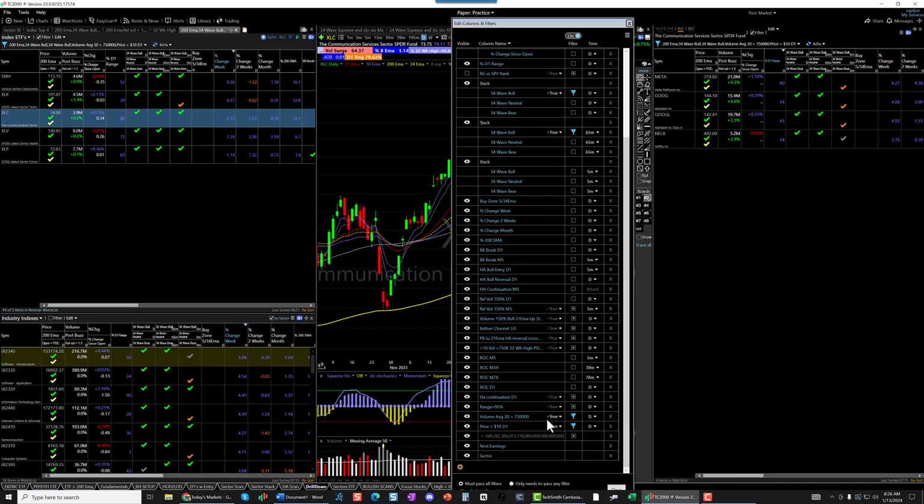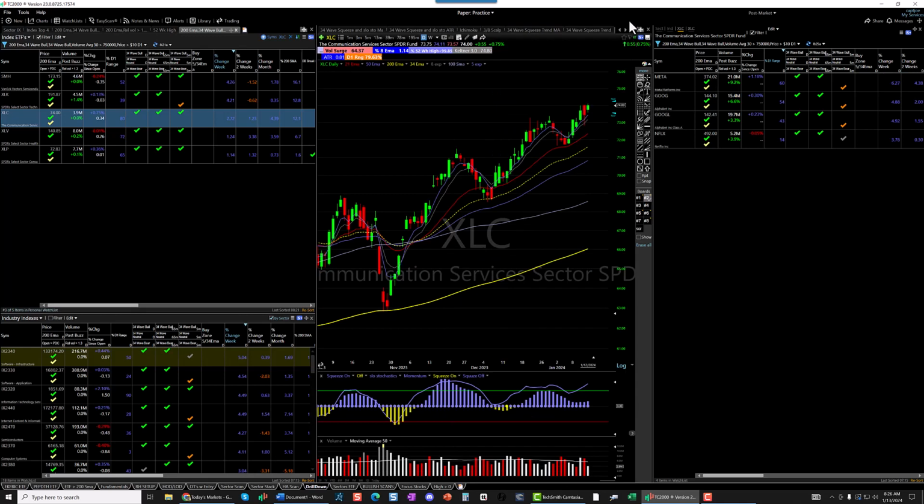Then I'm going to make sure that I have my volume sort, and I do this all the time. This is basically how I sort. I'm going to sort for volume above 750,000, price above 10, and then I'm going to look at the stocks that come up on top. And these are the best stocks that are coming up to the very top. If I want to sort them by change percentage for the week, I can.